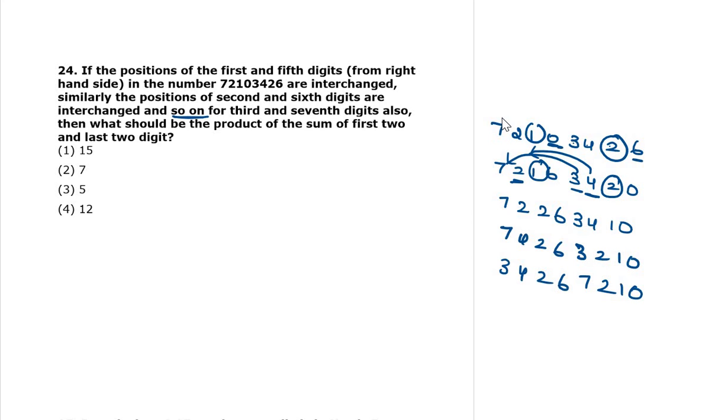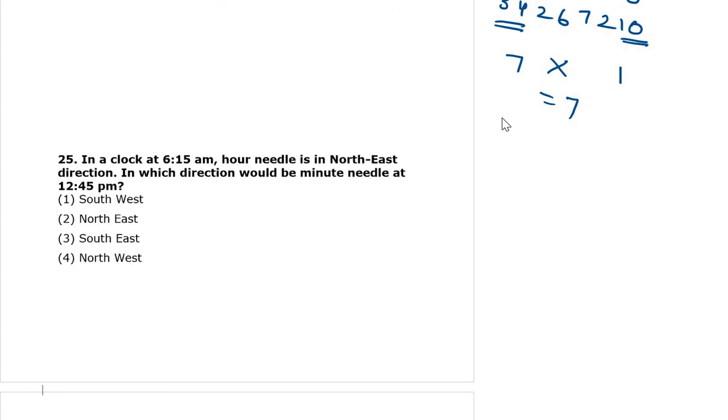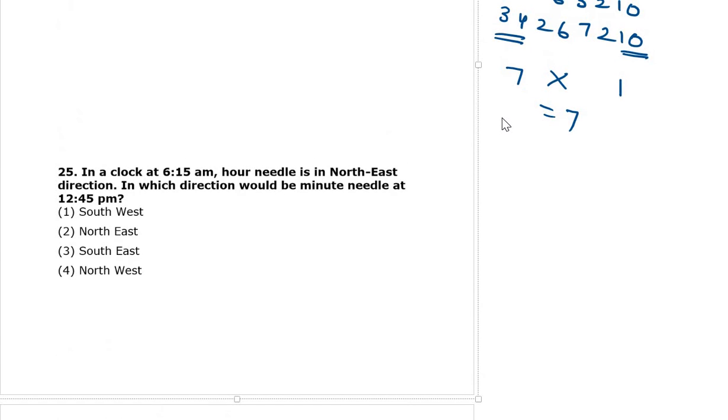So successively we interchanged. Okay, everything is over. Then what should be the product of the sum of the first two and last two digits? The sum of the first two digits is 7. The sum of the last two digits is 1. And then the product of these two, the answer is 7. Okay, interchange it carefully. Very simple, minute questions. They are only checking your concentration and patience. So the answer is 7. Come to the next question.